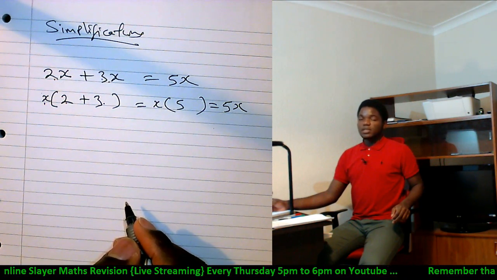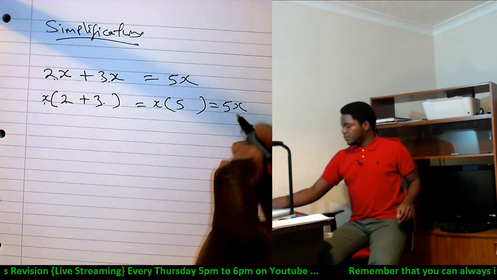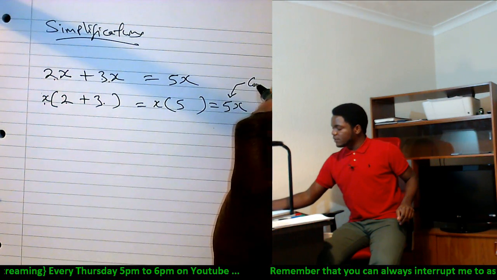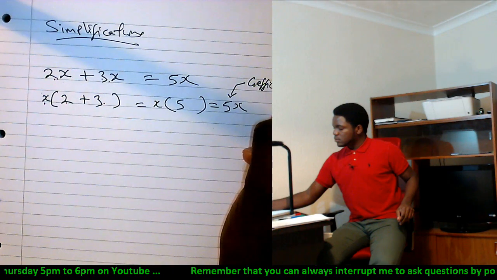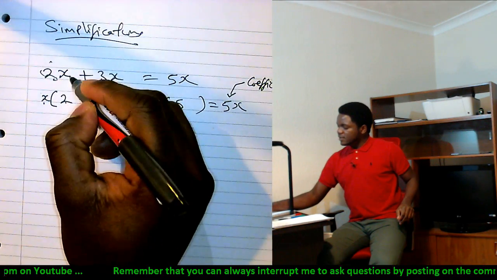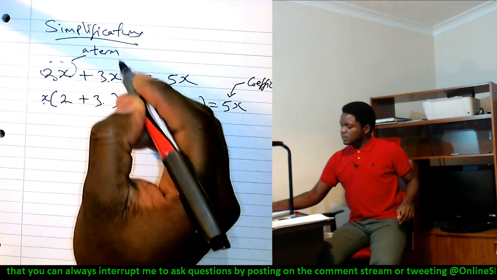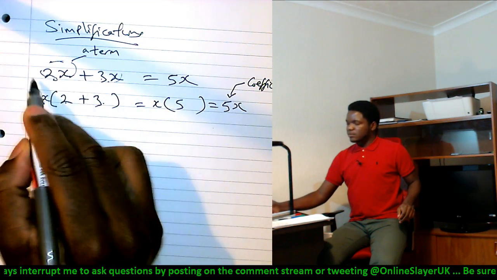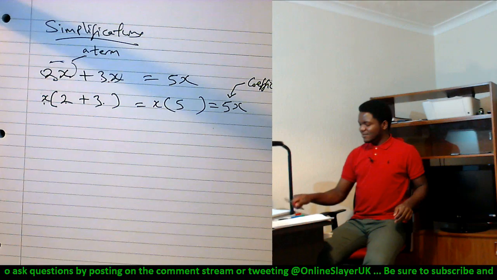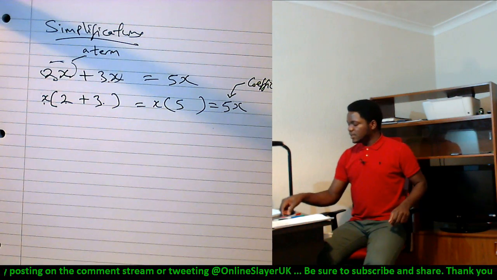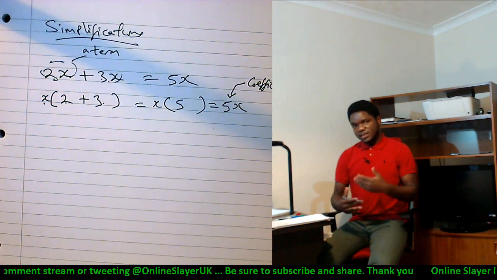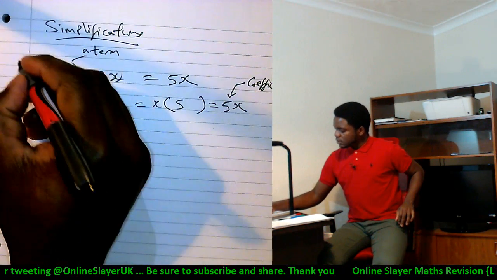In algebra, the number comes first, because that number is what we call the coefficient. And something like this is called a term. And guess what the whole of this is called? An expression. All right, so let's carry on now with simplification problems. Let's see more of them. So this is the first one.